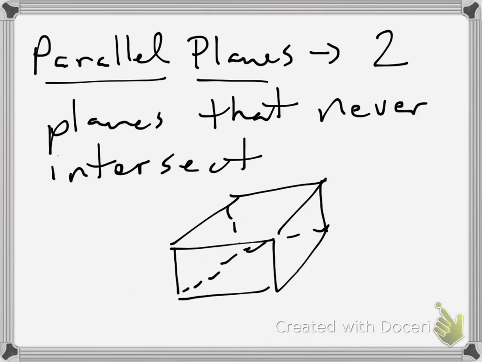Parallel planes are exactly as the name indicates. You have two planes that never intersect. So, for example, if you had this front plane here, and then you had this back plane here, the front and the back, those would be an example of parallel planes. The sides would also be, the two side rectangles would be parallel. The top and the bottom would also be parallel.